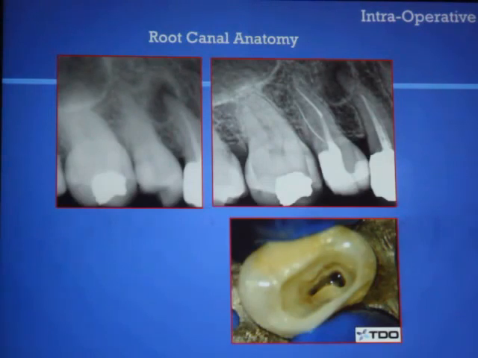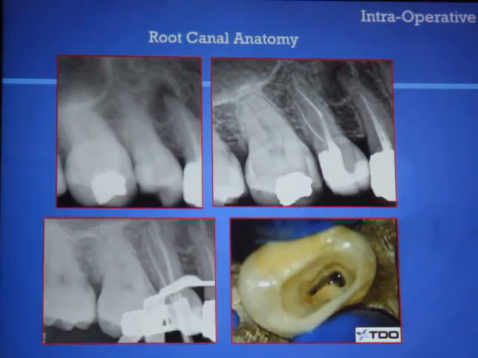If the dentist had initially recognized there are multiple canals, the dentist probably would have referred the patient earlier, and it would have saved this patient a lot of trouble of getting those 2 broken instruments removed.